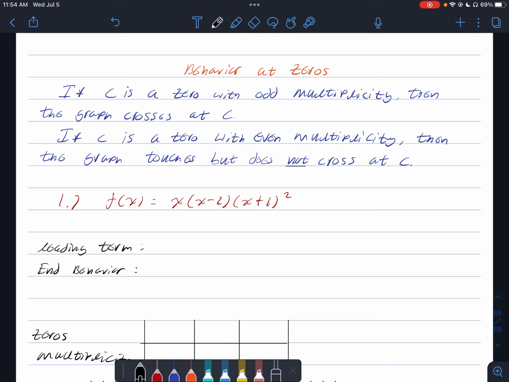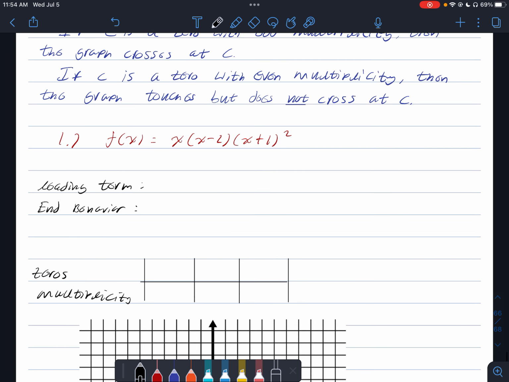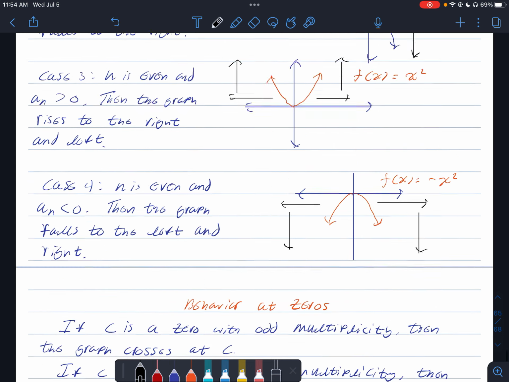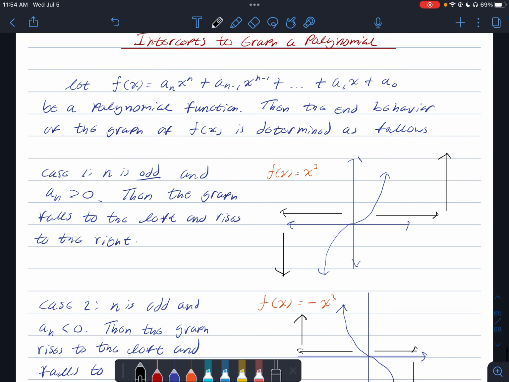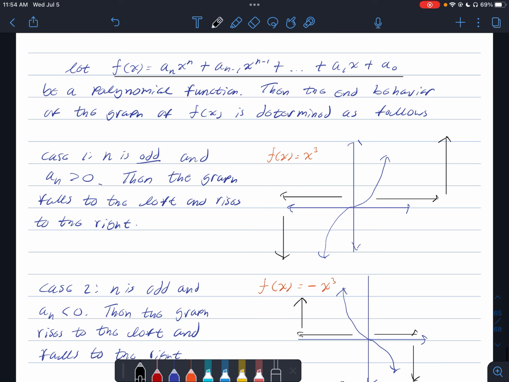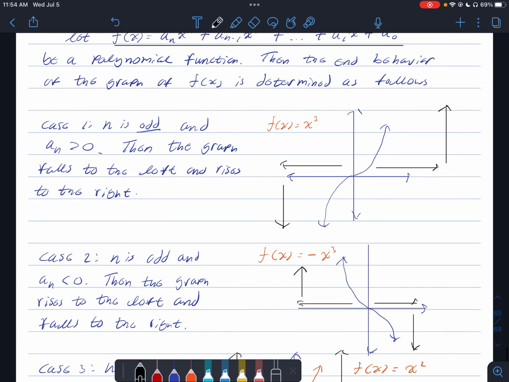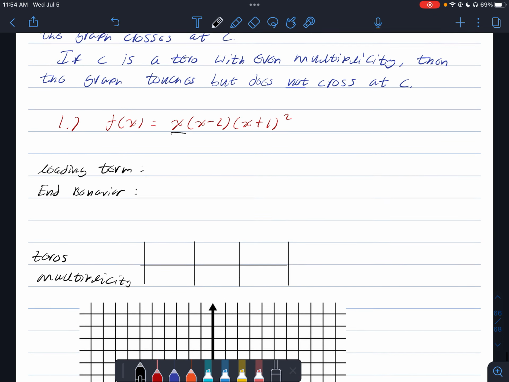So here, let's go ahead and take a look at this function, f of x equals x times x minus 2 times x plus 1 squared. So the first thing we want to do is look at our leading term. Now, be careful, this is not your leading term here. This polynomial has been factored. It is not of the form f of x equals a sub n times x to the n plus a sub n minus 1 times x to the n minus 1. So you need to put it in that form.